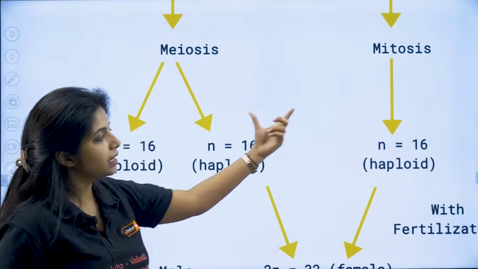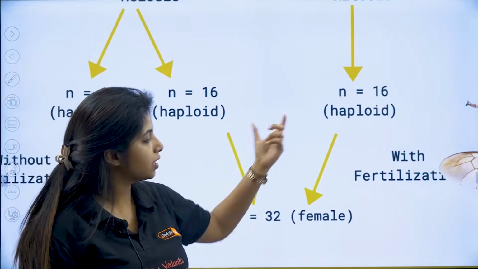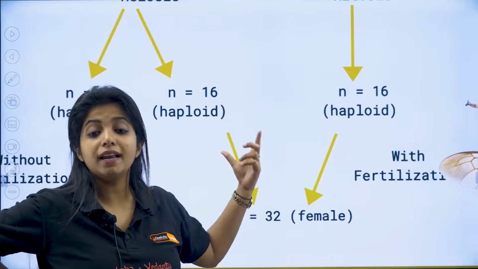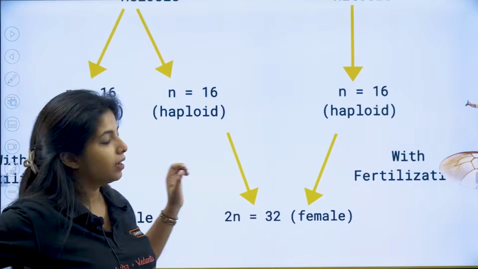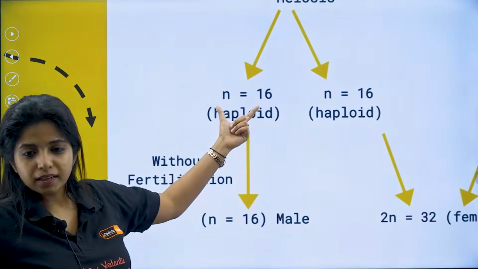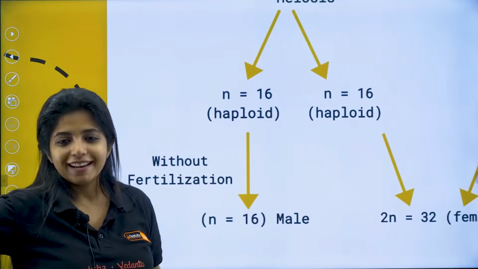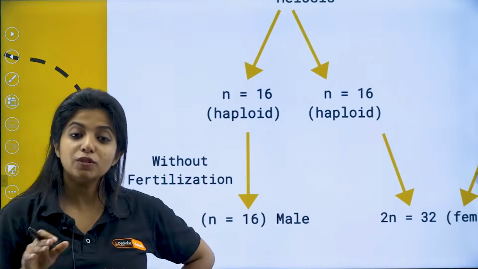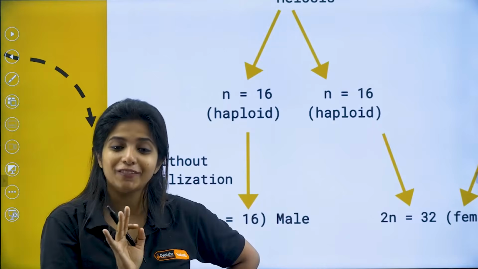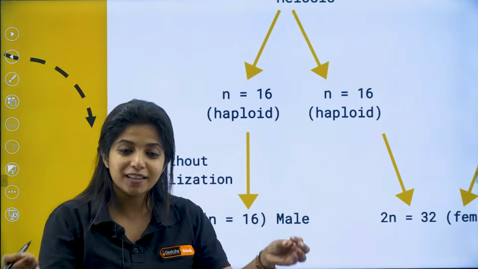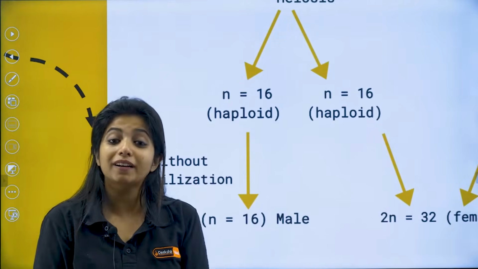Suppose this gamete and this gamete fuse. 16 plus 16 comes together, 32. Will it be a male or female? It will be female because it is diploid. What about this one? This one, without undergoing fertilization, will transform into male. This is not going to undergo fertilization, which is why the N remains 16 itself. There is no doubling, because there is no fertilization happening, and this is known as parthenogenesis.